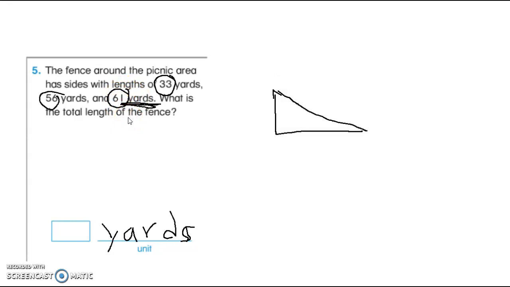Now your fence and triangle might be different, but when there's only 3, 1, 2, 3 lengths, it has to be a triangle. You can't make a square or a rectangle out of only 3 lengths. So now we have our triangle. I've got my 33, my 56, and then my longest one, 61.